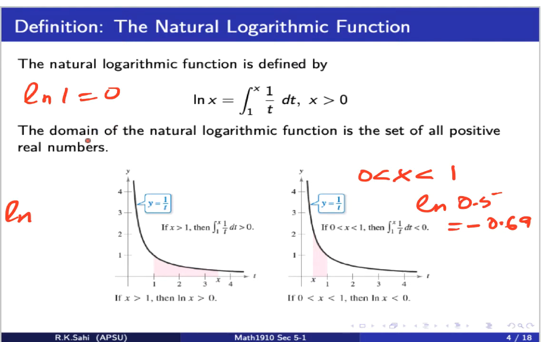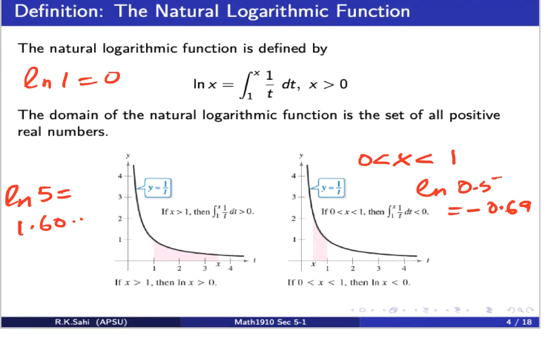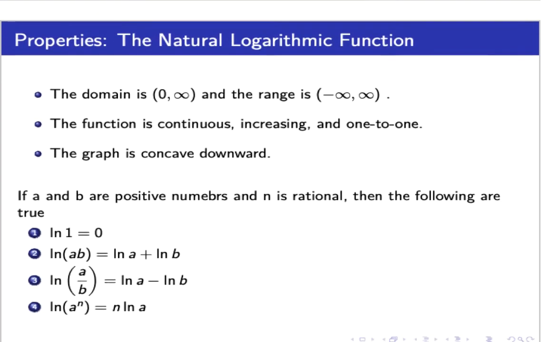This is coming from your pre-calculus. And if I take natural log of say 5, according to this, natural log of 5 should be a positive number. Let's plug it in your calculators and see what we get. We get the answer to be 1.60... So this works with what we have learned, and it is also in sync with our calculators. Now the properties of the natural logarithmic functions.